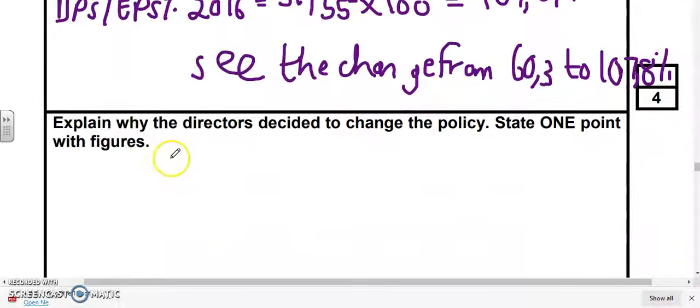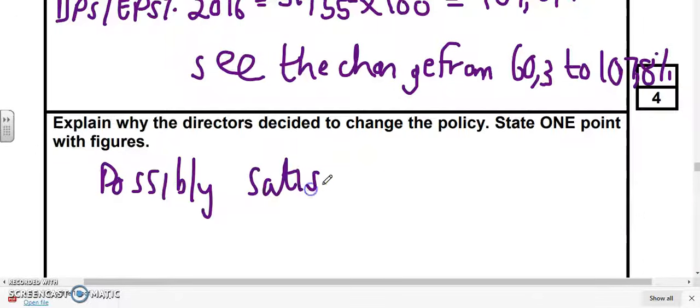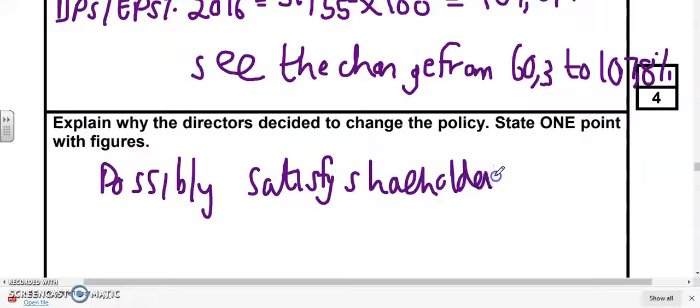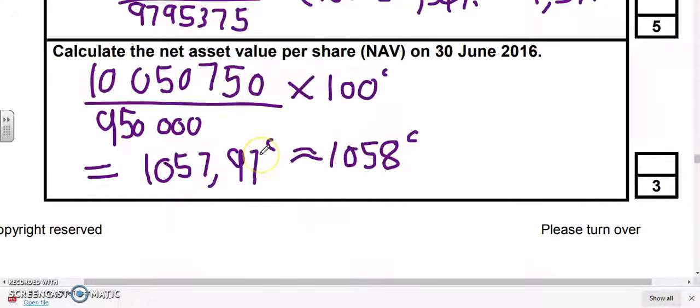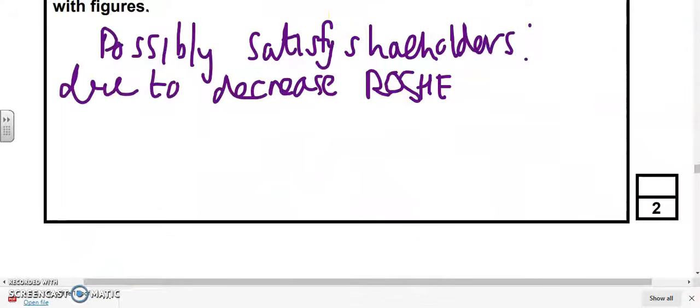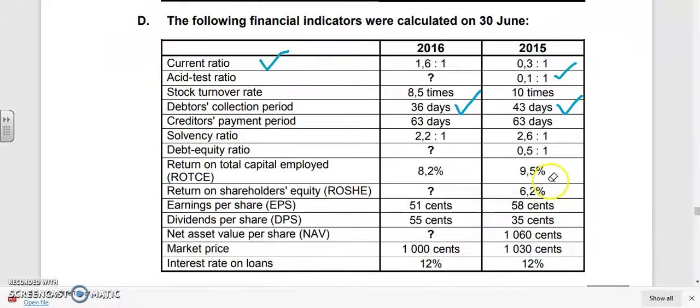So the question here now is, why did the directors change the policy? Number one is possibly to satisfy the shareholders, due to the decrease. Most of the time they will change the dividend payout policy probably to satisfy the shareholders, because the return was 6.2% and it decreased to 4.5%. All right. So you can see it was 6.2, we calculated 4.5. All right, all the best.